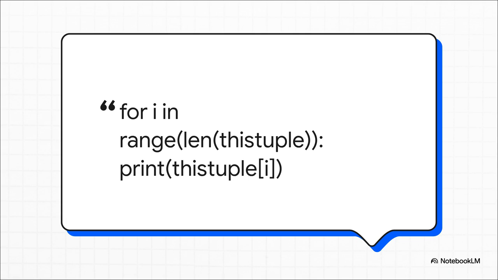Now, this might look a little more intimidating at first glance, but let's break it down. It's actually super logical. First, Python looks at len of this tuple. That just gets the length of our tuple, which is 3. Then, range 3 creates a sequence of numbers for us, 0, 1, and 2. So now, our for loop is actually looping through those numbers, not the fruit. And we use those numbers to grab the item at each position. This tuple 0, then this tuple 1, and so on.